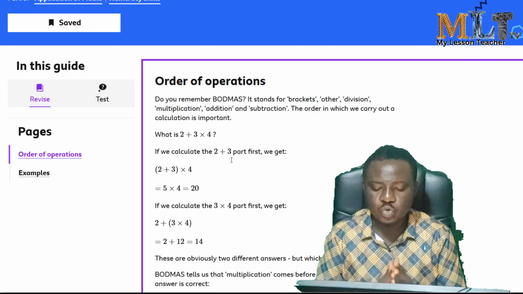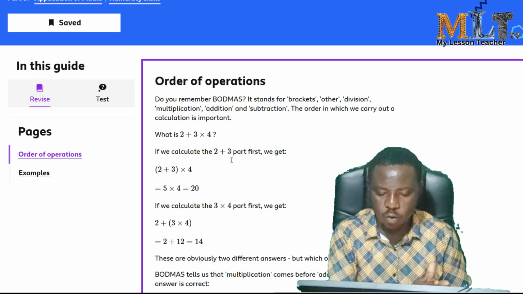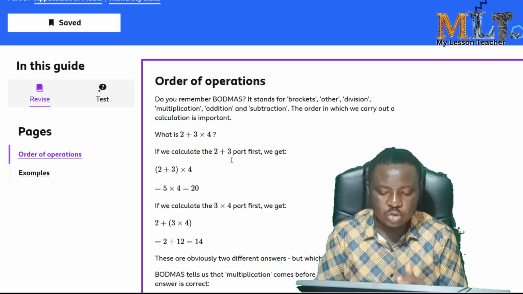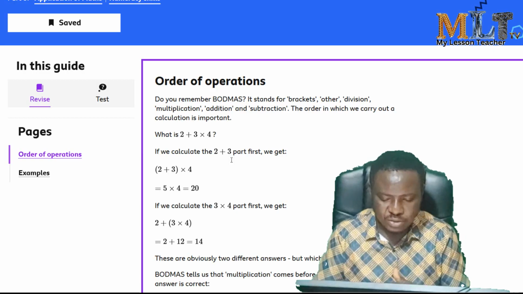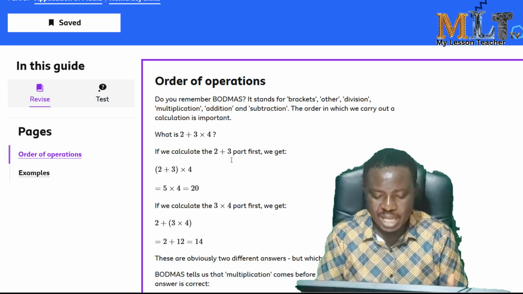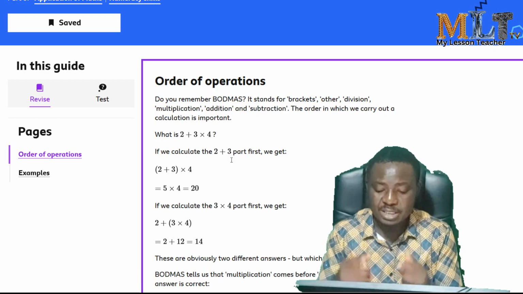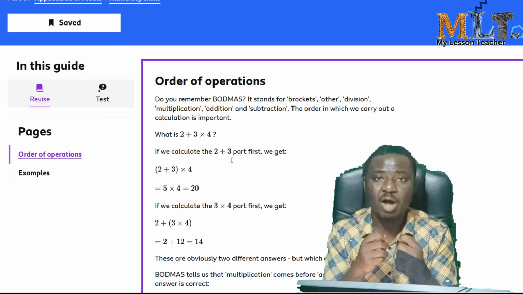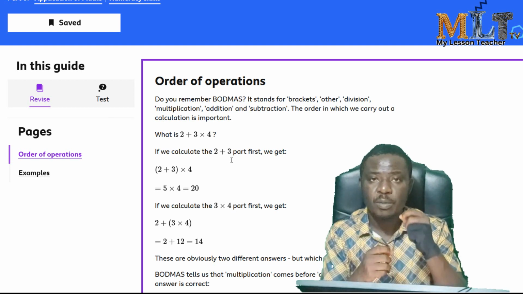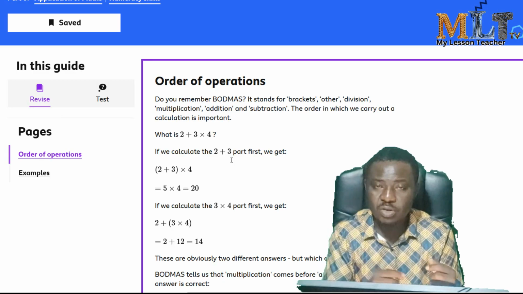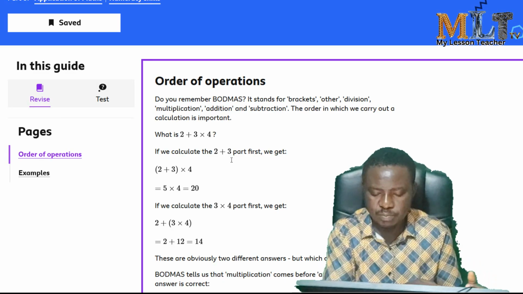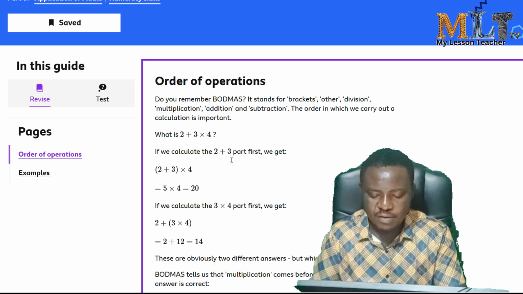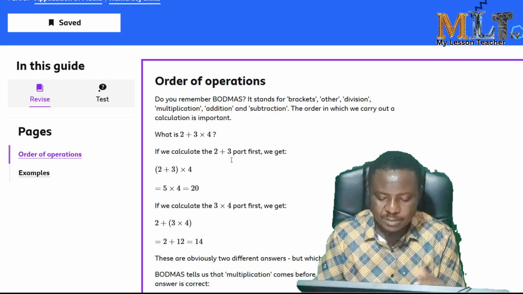Now, what is 2 plus 3 times 4? If we calculate the 2 plus 3 part first, you put it in a bracket. That bracket shows that we are carrying out the operation of addition before that of multiplication. So when you do that, you have (2 plus 3) times 4, which is 5 times 4, which is 20.